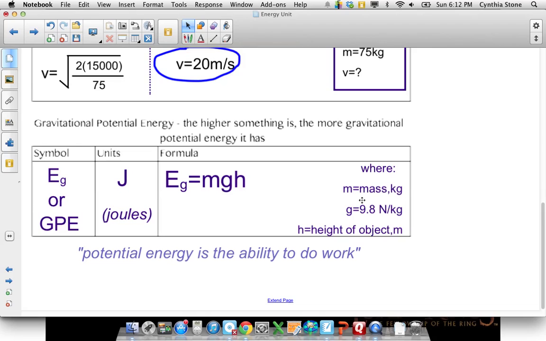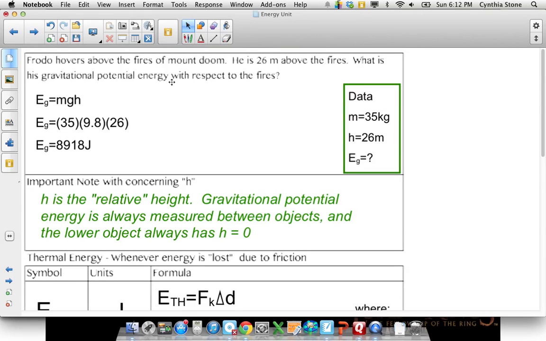Okay, so the things that we know is the mass, the g is always 9.8, and the height of the object. Make sure you deal with meters and kilograms, and it's all good. So we'll do an example with that. Frodo hovers above the fires of Mount Doom. He's 26 meters above the fire, so there's my 26. What is the gravitational potential? The 35 kilograms was from a previous example. I must have had that written down. Okay, so you just turn around, calculate it. 8,918 joules, which, I don't know, looks like a good number for poor Frodo above the fires there. Good thing he didn't fall.